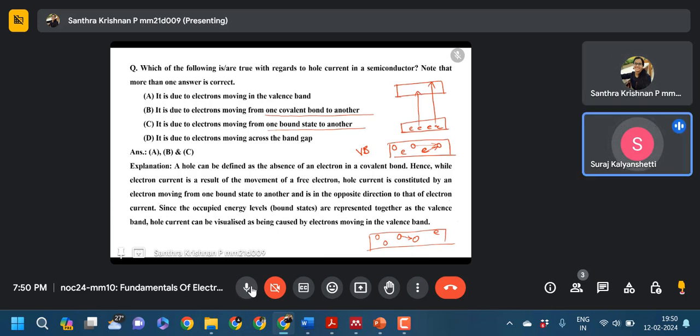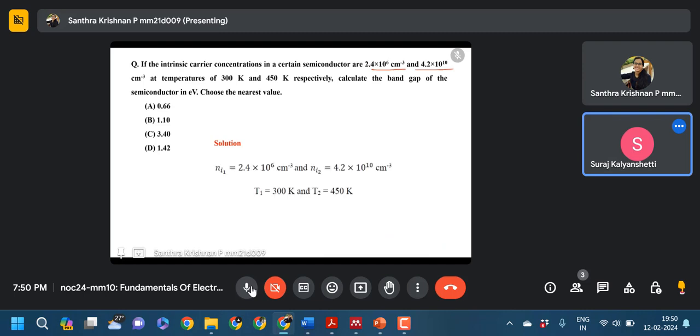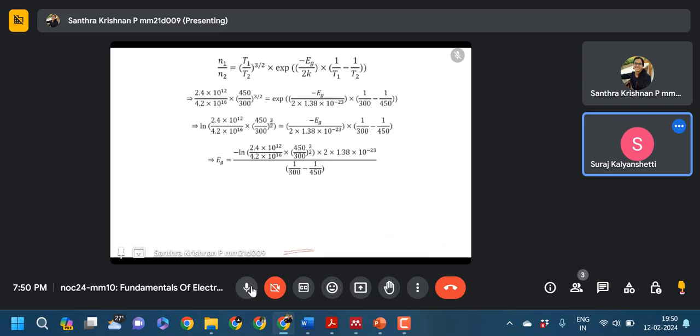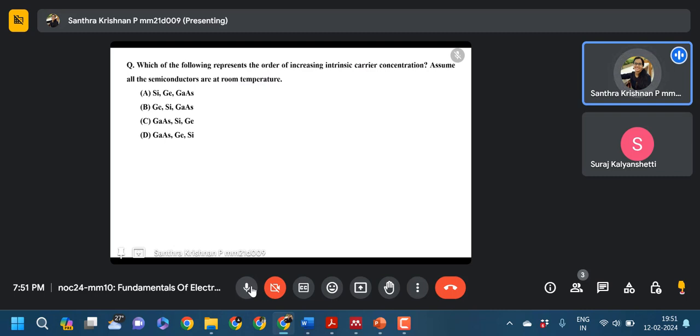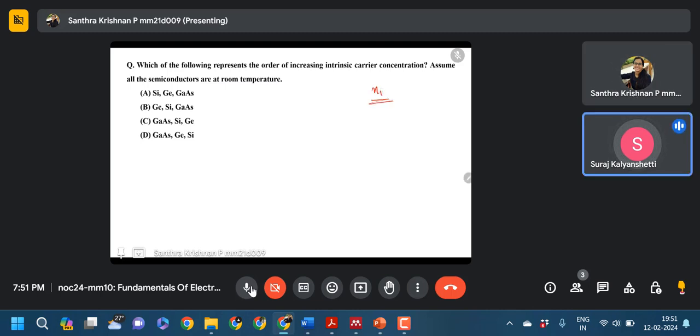Okay. Got it. Next is: which of the following represents the order of increasing carrier concentration? Assume all the semiconductors are at room temperature. This is something you'll have to know. Which of the following represents the order of intrinsic carrier concentration, the ni values? I have this table here.